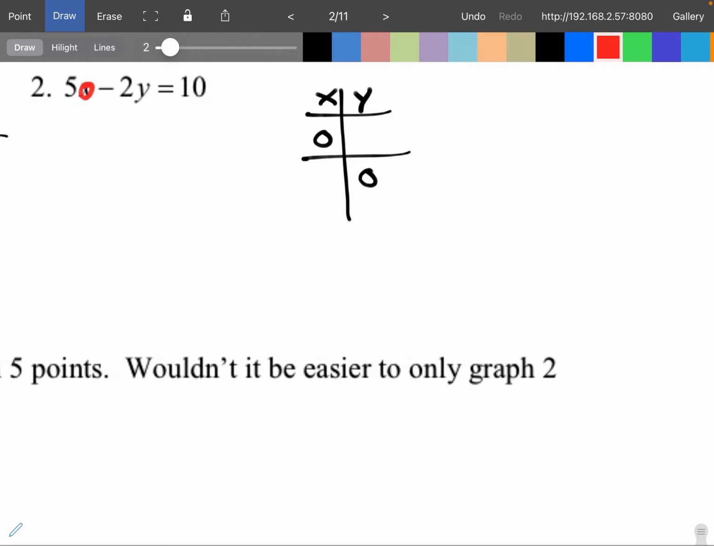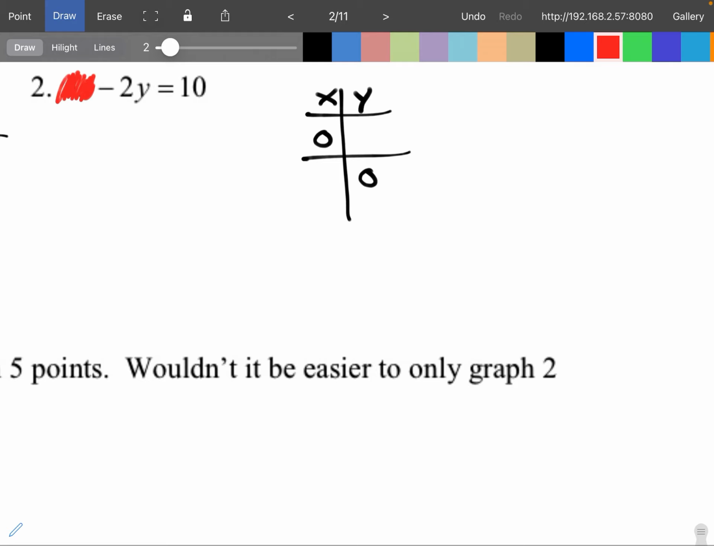You're going to make a table, x and y, and then you're going to plug 0 in for x and 0 in for y, like that. So first I'm going to plug in 0 for x. So you guys see I'm putting 0 in right there? What's 5 times 0? 0. So then just cover that up.